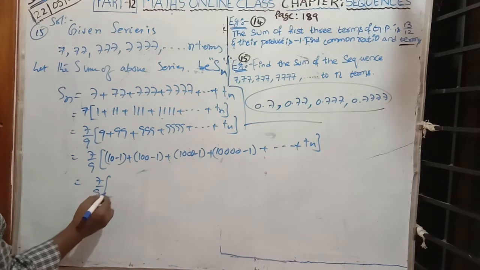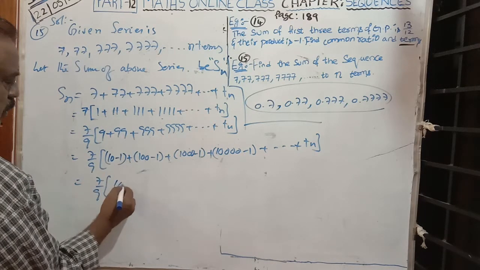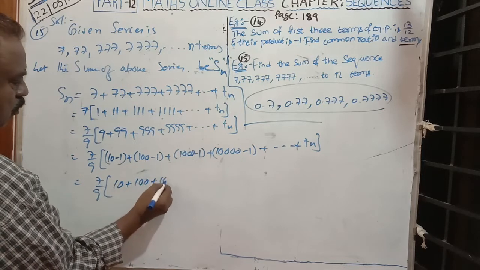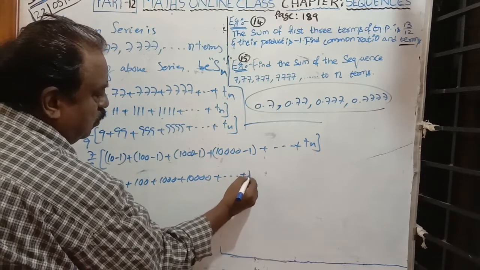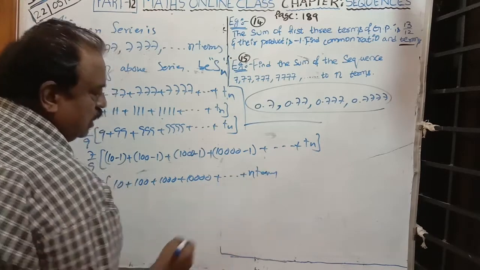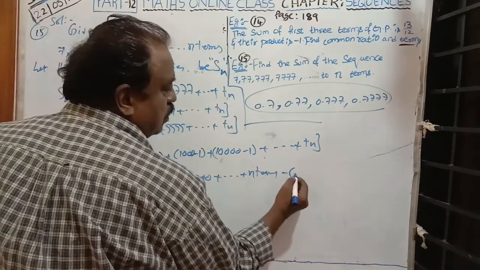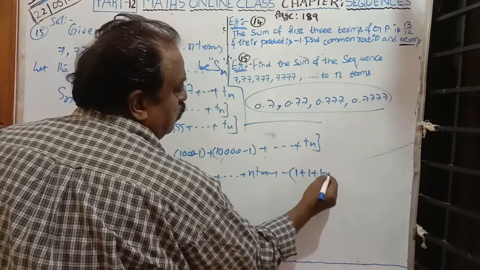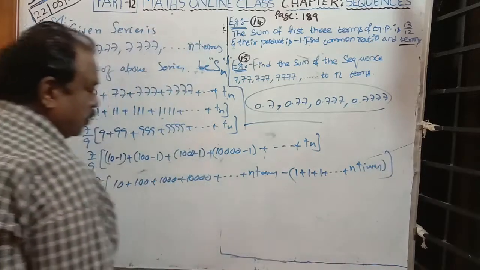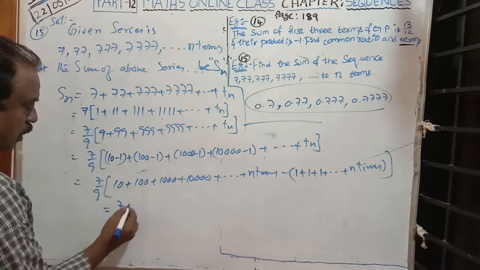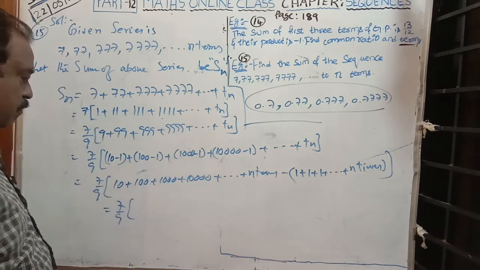The 7 by 9 of, you remove the brackets: 10 plus 100 plus 1000 plus 10,000 and go on up to n terms. Minus 1, minus 1, minus 1, n times. Minus common: 1 plus 1 plus 1 plus dash dash dash n times. Okay? Here it is 7 by 9 of, you see, up to this one it is n terms.